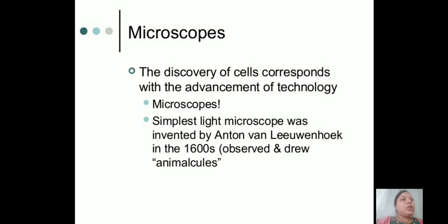The microscope is one of the advanced technologies that we use for the observation of microscopic cells. The simple light microscope was invented by Anton van Leeuwenhoek in the 16th century, and the first structures that he observed, he gave the name animalcules.